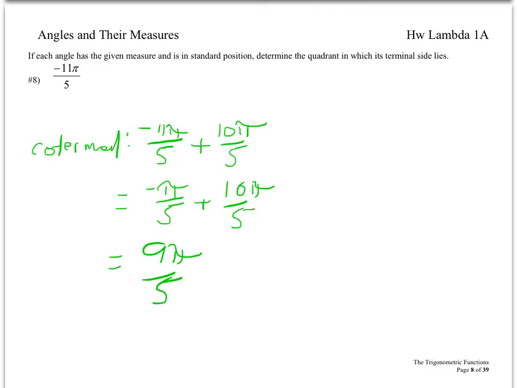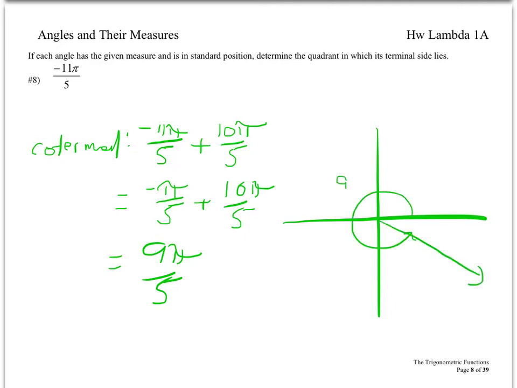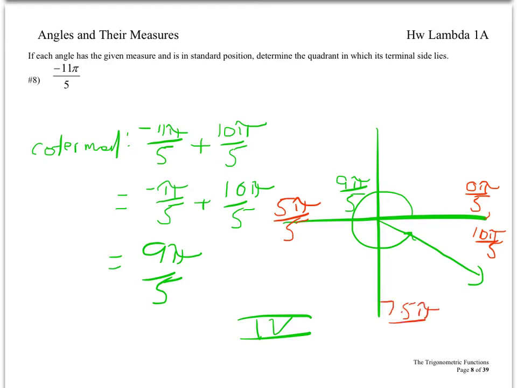Almost 10. 10 pi over 5 is 2 pi, which is the positive x-axis. It's going to put us here, which is quadrant 4. If you need more of an explanation, let me give it to you. At the beginning, we're at 0 pi over 5. Complete revolution would be 10 pi over 5. It's in the same position. Halfway around is 5 pi over 5. Halfway between 5 and 10 is 7.5 pi over 5. 9 is bigger than 7.5, but it's less than 10, so we're in quadrant 4.